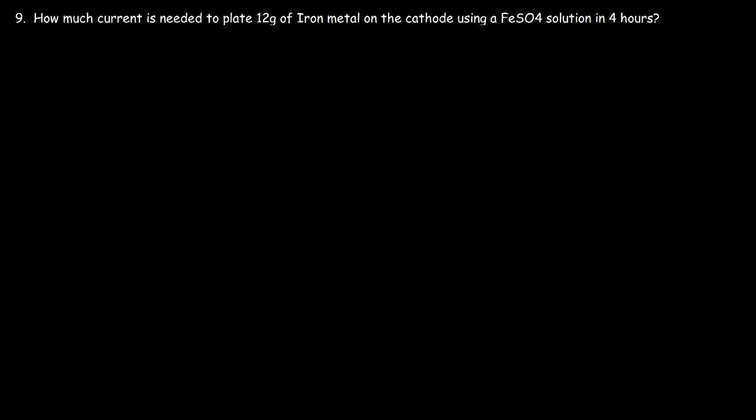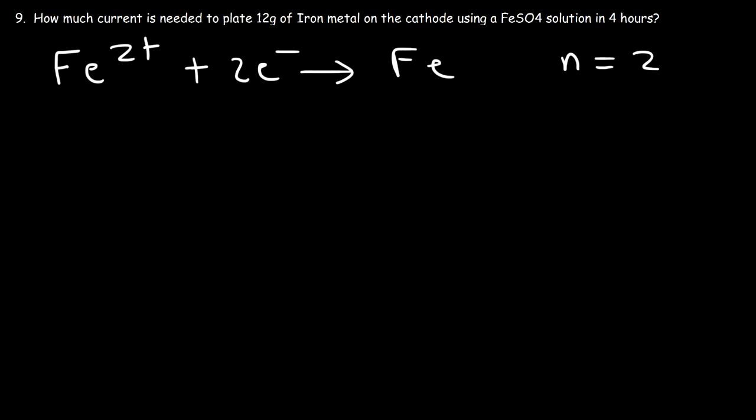How much current is needed to plate 12 grams of iron metal on the cathode using an iron 2 sulfate solution in 4 hours? So let's calculate n first. So the Fe2+ ion is present in iron 2 sulfate, and so 2 electrons are required to reduce it to the metal. So we can see that n is 2, which means there's 2 moles of electrons per 1 mole of Fe.